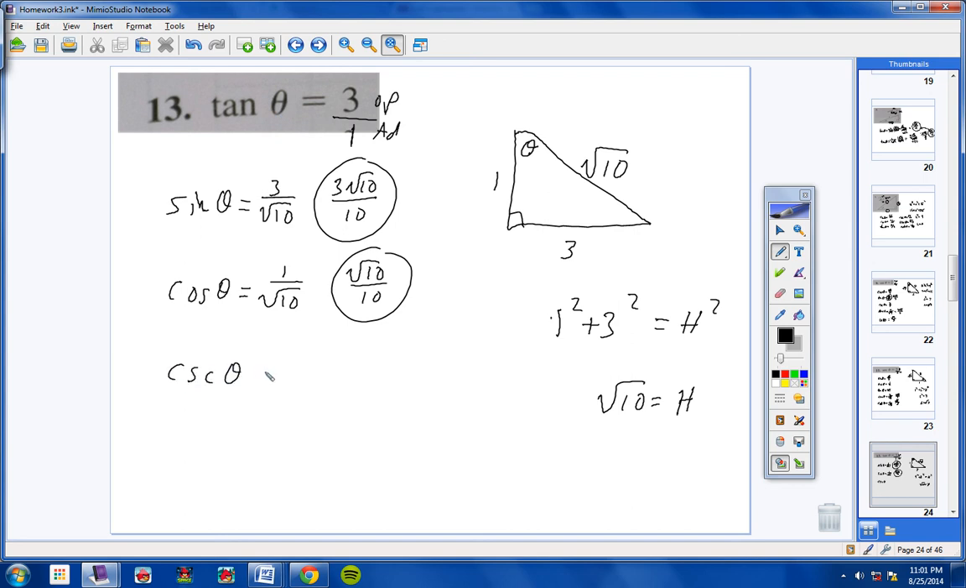The cosecant of theta is the reciprocal of sine, so 3 over square root of 10 would be the same thing as square root of 10 over 3. The secant of theta would be the reciprocal of cosine, so 1 over square root of 10. If you reciprocate that, you'll get square root of 10 over 1, or just square root of 10. And the cotangent of theta would be the reciprocal of tangent. Tangent is 3 over 1, so cotangent would be 1/3. Let me check these answers real quick to make sure we're not making a mistake anywhere. And we're going to move on. Okay, here we go.